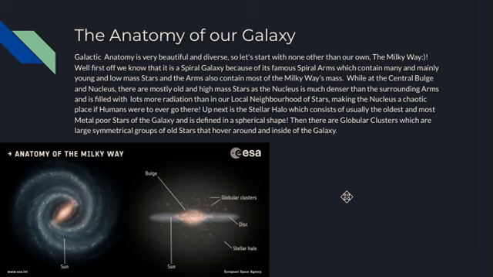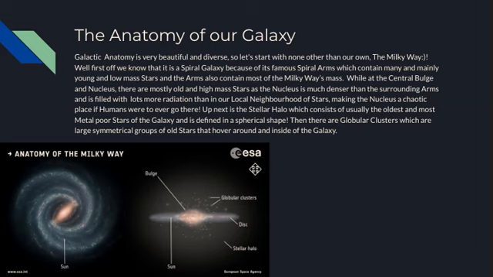Because it's much higher mass, it's much denser there, allowing for more high mass stars to form there. At least as I imagine there would be high mass stars there, more of them. You can imagine there's much more supernovas, so of course it'd be a little bit more radioactive there than in the spiral arms. Up next is the stellar halo, which consists of usually the oldest and most metal-poor stars of the galaxy and is defined in a spherical shape.